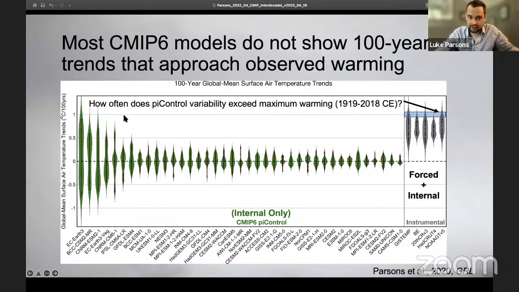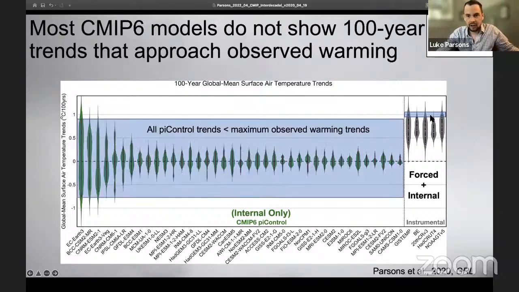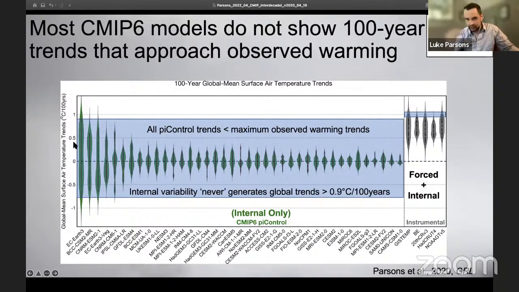We could ask then, how often does the control run variability in these most variable models exceed the warming trends of the last 100 years? And we basically find that these upper dots up here all fall above even the top dots or the top edges of these violin plots up here. So all the pre-industrial control trends are less than the maximum observed warming trends from the control runs from the models. So even if we have some wildly variable CMIP6 model, like one of these 3 over here on the left, internal variability never generates global warming trends that exceed 0.8 or 0.9 degrees Celsius per 100 years.